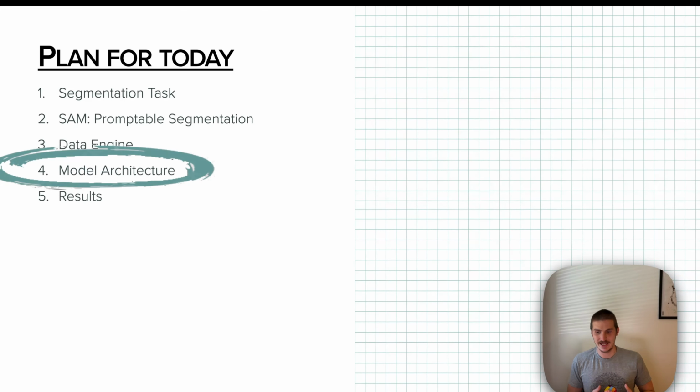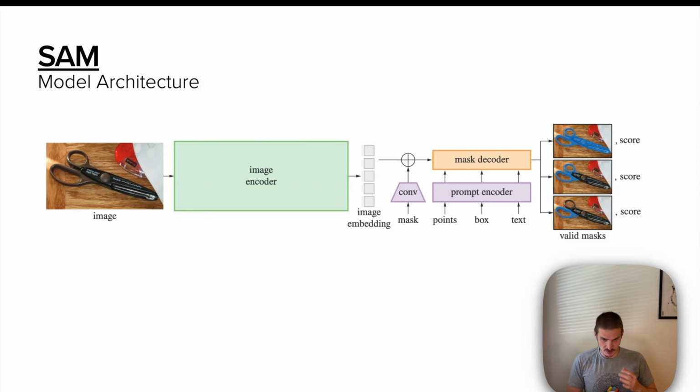Okay, now let's look at the actual model architecture. This is the actual picture from the paper. It looks quite similar to object detectors that we have seen before. So we start with an image. We pass that through an image backbone. Here it's called encoder. In the paper itself, they use a ViT transformer, although it can also be something like a Swin transformer or ResNet.